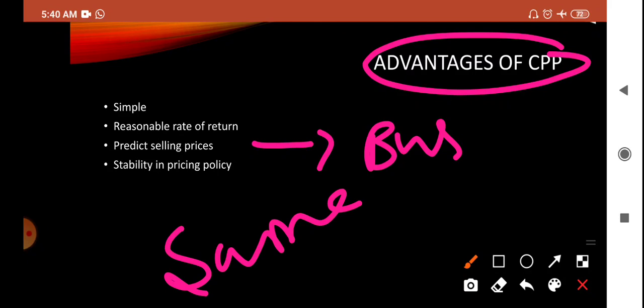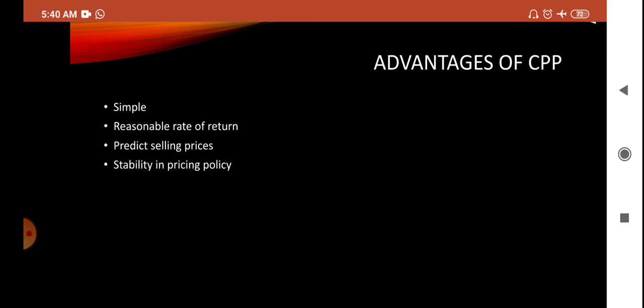We have a bit of experience of the prices of the direct material, charges for direct laborers, and also those fixed administrative and selling expenses. So we can easily predict the prices of the competitors who are doing the same business and who have opted for the same pricing strategy. Next is stability in the pricing policy.